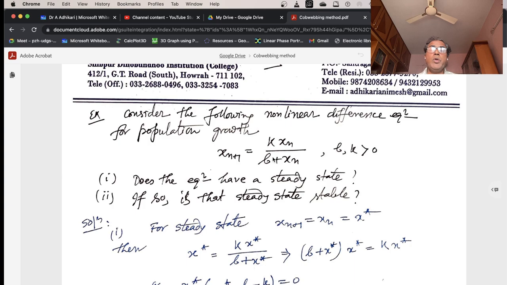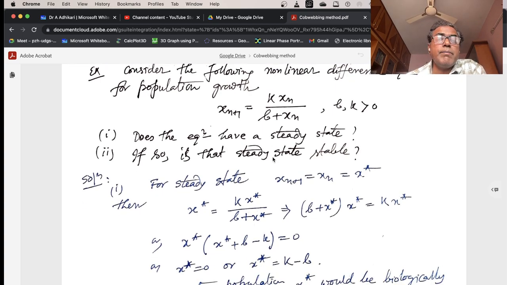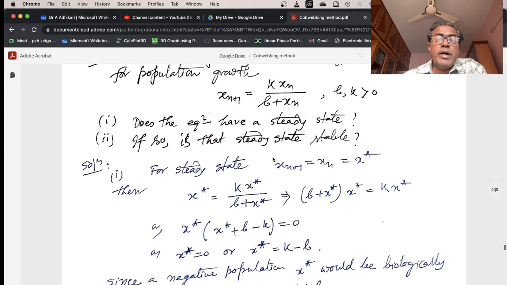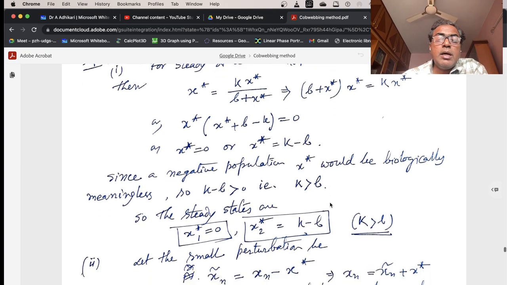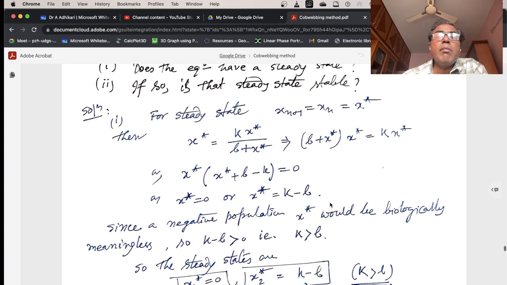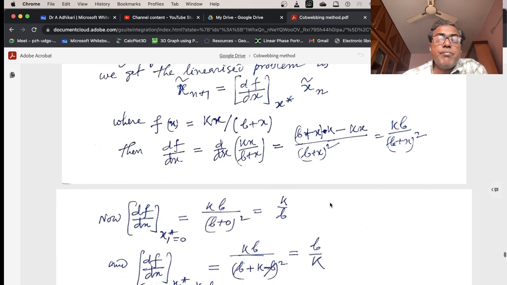Now consider the following difference equation of population growth: x_{n+1} equals k x_n by b plus x_n. Does the equation have a steady state? If so, is that steady state stable? First find the equilibrium point: put x_{n+1} equal to x_n equal to x star. So we get x star equal to 0 and x star equal to k minus b. When k minus b is positive, that is, k is greater than b, then we check whether the steady state is stable.